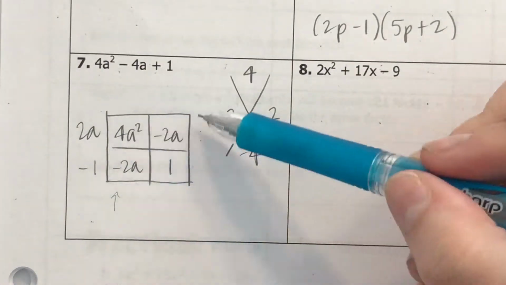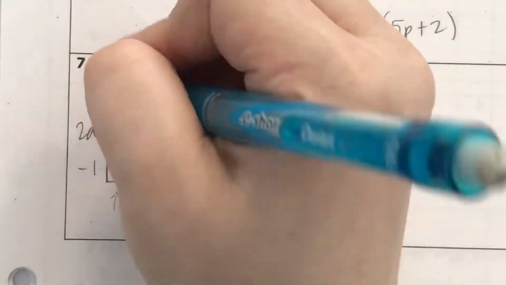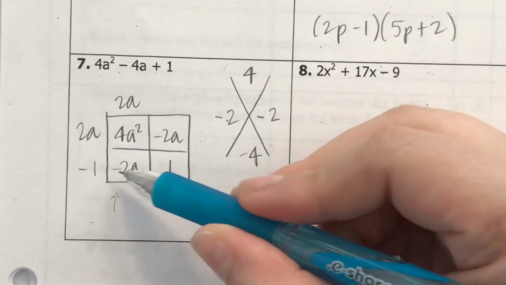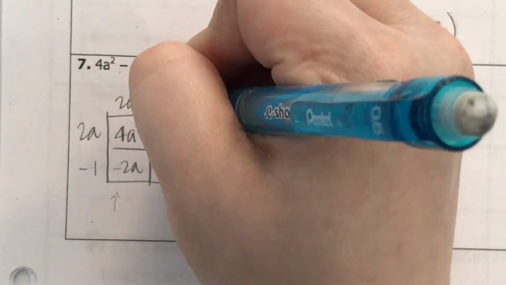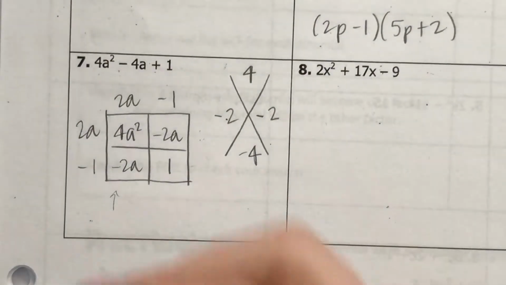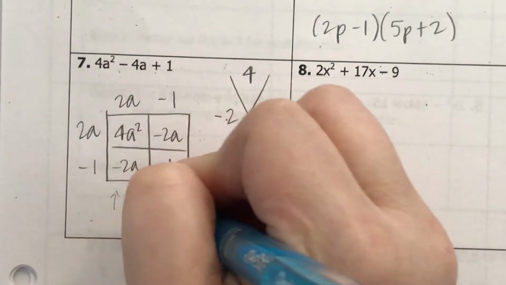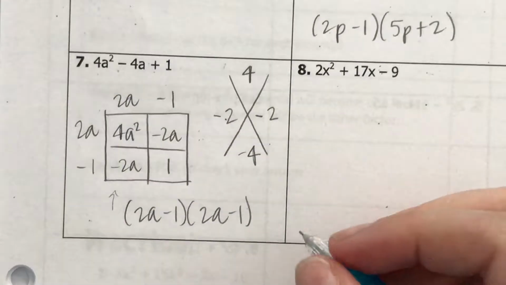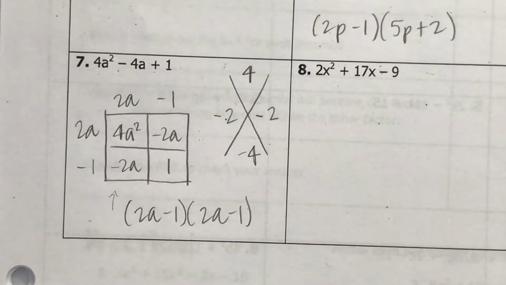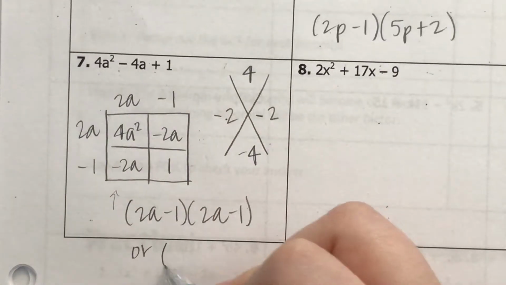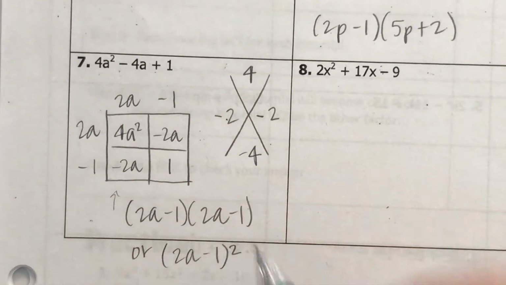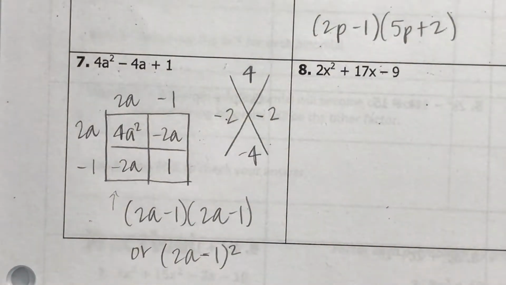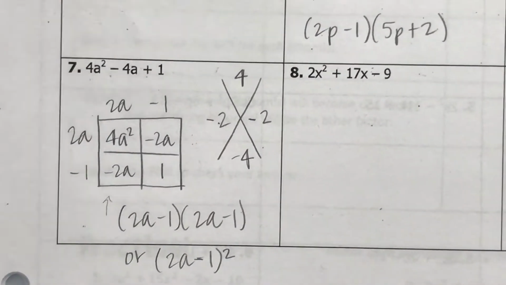These two have the same thing in common as these two, because they're exactly the same, so that is also 2a. And since these two are exactly the same as these two, they both also have a -1 in common. So our factors are 2a minus 1 and 2a minus 1, or 2a minus 1 squared. Okay, you can write it either way. So I'll write 2a minus 1 squared, since they're exactly the same. All right, on to number 9.